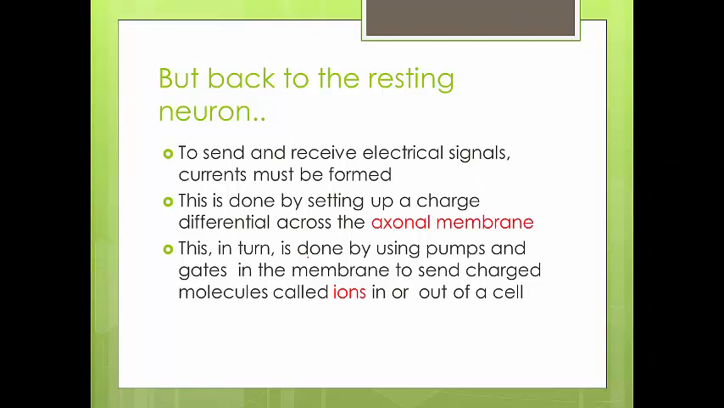All right, so in order to send and receive electrical signals, currents have to flow. And this is done in the neuron by setting up a charge differential across the axonal membrane. So we're talking now specifically about the axon part of the neuron and the membrane that surrounds that axon. And this in turn is done by using pumps and specialized gates that are present in the axonal membrane to set up this differential distribution of molecules that we call ions because they're charged. They have a negative or a positive charge. And so the axonal membrane, in conjunction with these pumps and gates, set up this differential distribution of charges, or ions, that will form the basis for conducting currents later on.